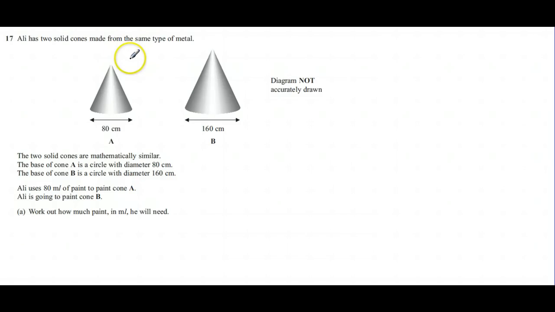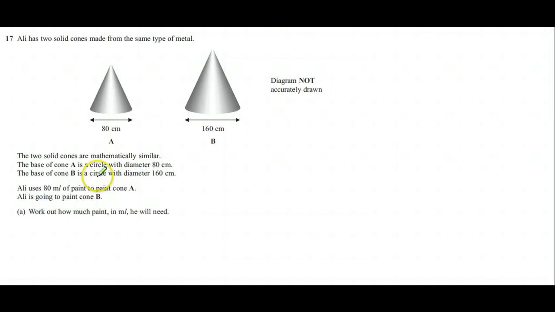Hi there, this is question 17 from the June 2012 Unit 3 Edexcel maths paper, and we're looking at two cones. It gives you the diameters of the cones, and it's asking us in the first part to work out how much paint will be needed to paint the second cone, B, and it tells us how much is in A. So let's have a look at the key information and see what we can get sorted on this one.